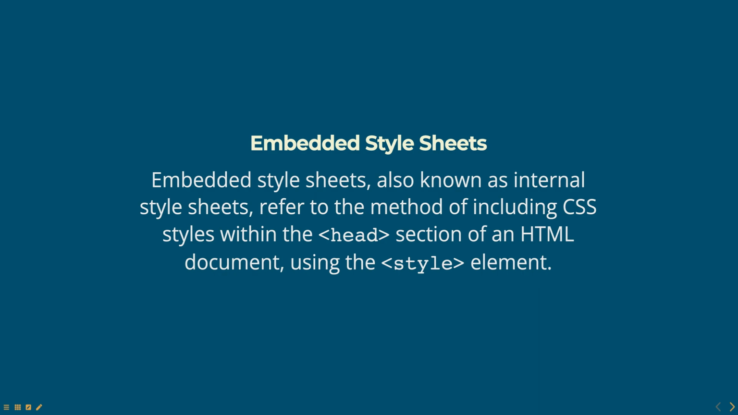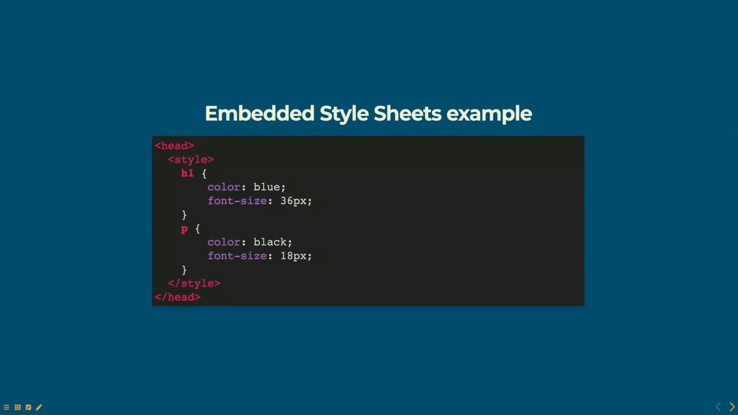Embedded style sheets, also known as internal style sheets, refer to the method of including CSS styles within the head section of an HTML document using the style element. Here is an example of an embedded style sheet.